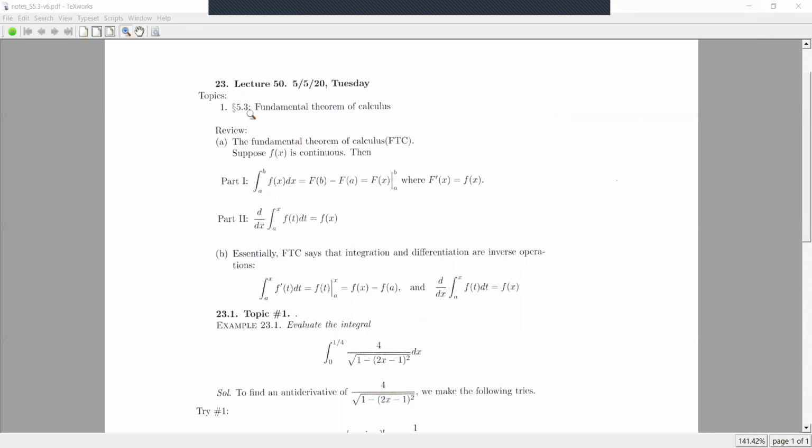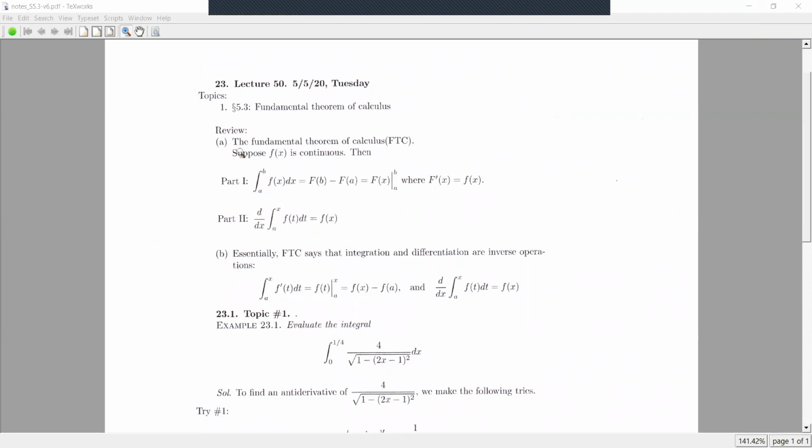Today, more examples about the fundamental theorem of calculus. In particular, more examples about this formula. Before I present examples, let's take a review about what we learned in the last class.